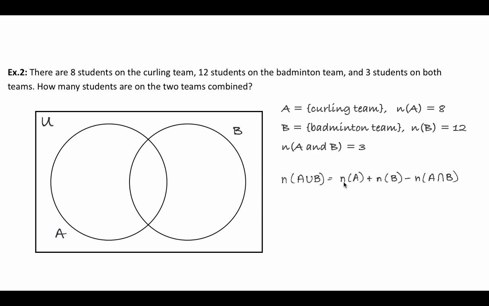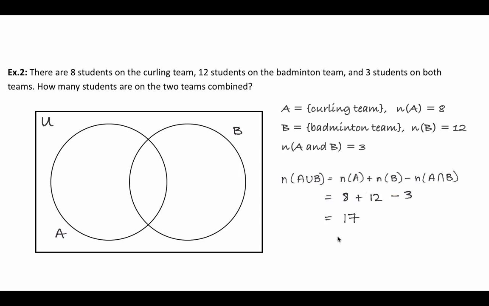Okay, so we know the number of students that are in A, we know the number of students that are in B, and we know the number of students that are on both. So we can put this together and say 8 students on the curling team plus the 12 students on the badminton team minus the 3 students that are in both, because we want to avoid double counting, because there's double counting going on when we just add these two numbers up. And what we get is 17. Okay? And so this is the answer to the question. How many students are there? There are 17 students on the two teams combined.